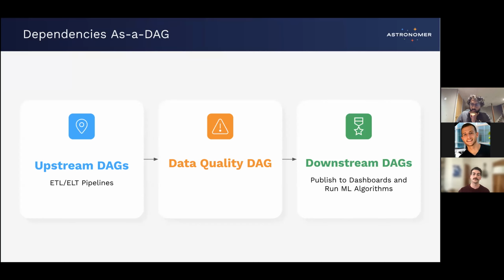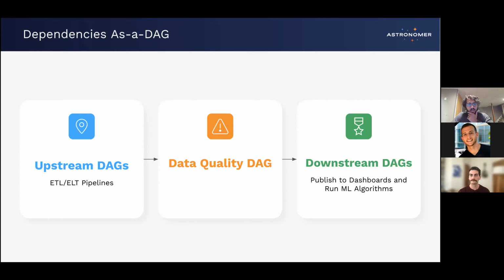And then finally, we can do the same thing with our data quality DAGs with respect to downstream DAGs. We can make sure that all of our data quality DAGs finish running and that those are the ones that trigger your updates to your dashboards or trigger your machine learning algorithms to run.